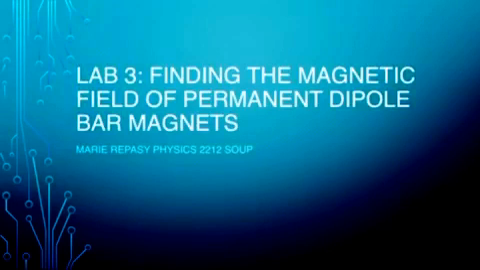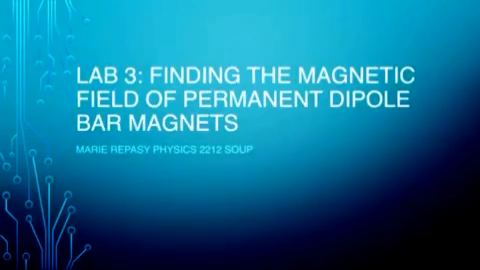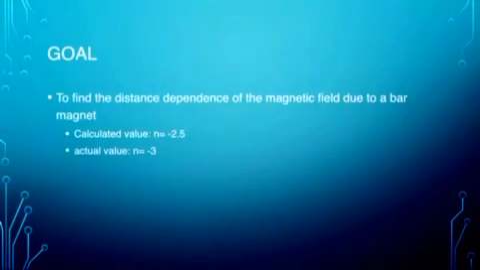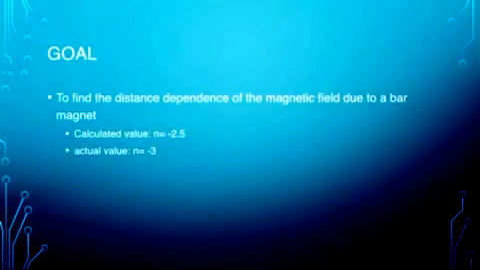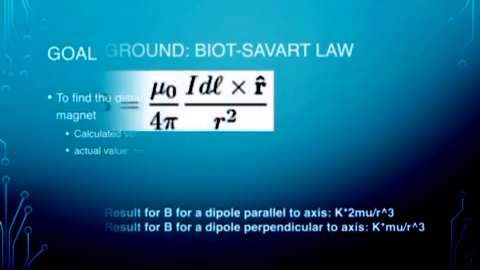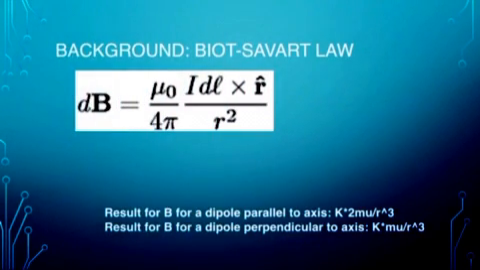In Lab 3, we found the magnetic field of bar magnets, which have a permanent dipole. We wanted to measure the distance dependence of the magnetic field due to a bar magnet, which should be approximately 1 over r cubed, according to the Biot-Savart law. The Biot-Savart law is an equation that describes a magnetic field created by a current-carrying wire and allows you to calculate its strength at various points.